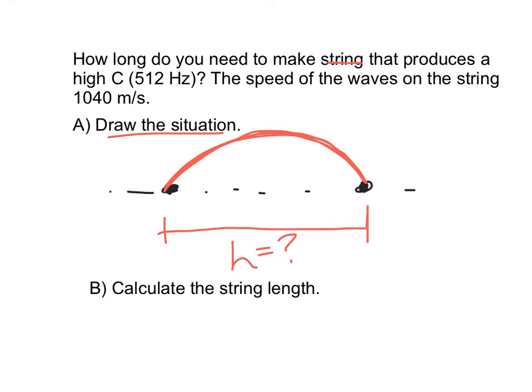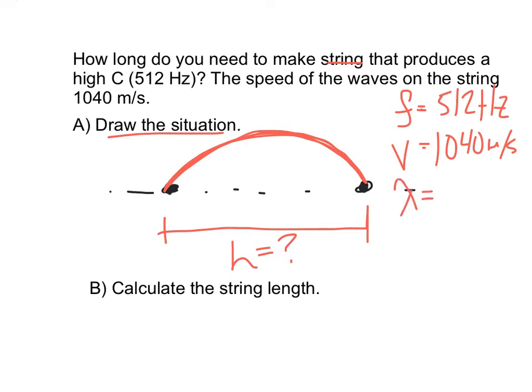All right, and a couple other things I know. I know that the frequency of this wave is given at 512 hertz. I know the wave speed is 1040 meters per second. And I can look at this picture and also figure out the wavelength. Because the wavelength here should be equal to 2 times the length of the string.